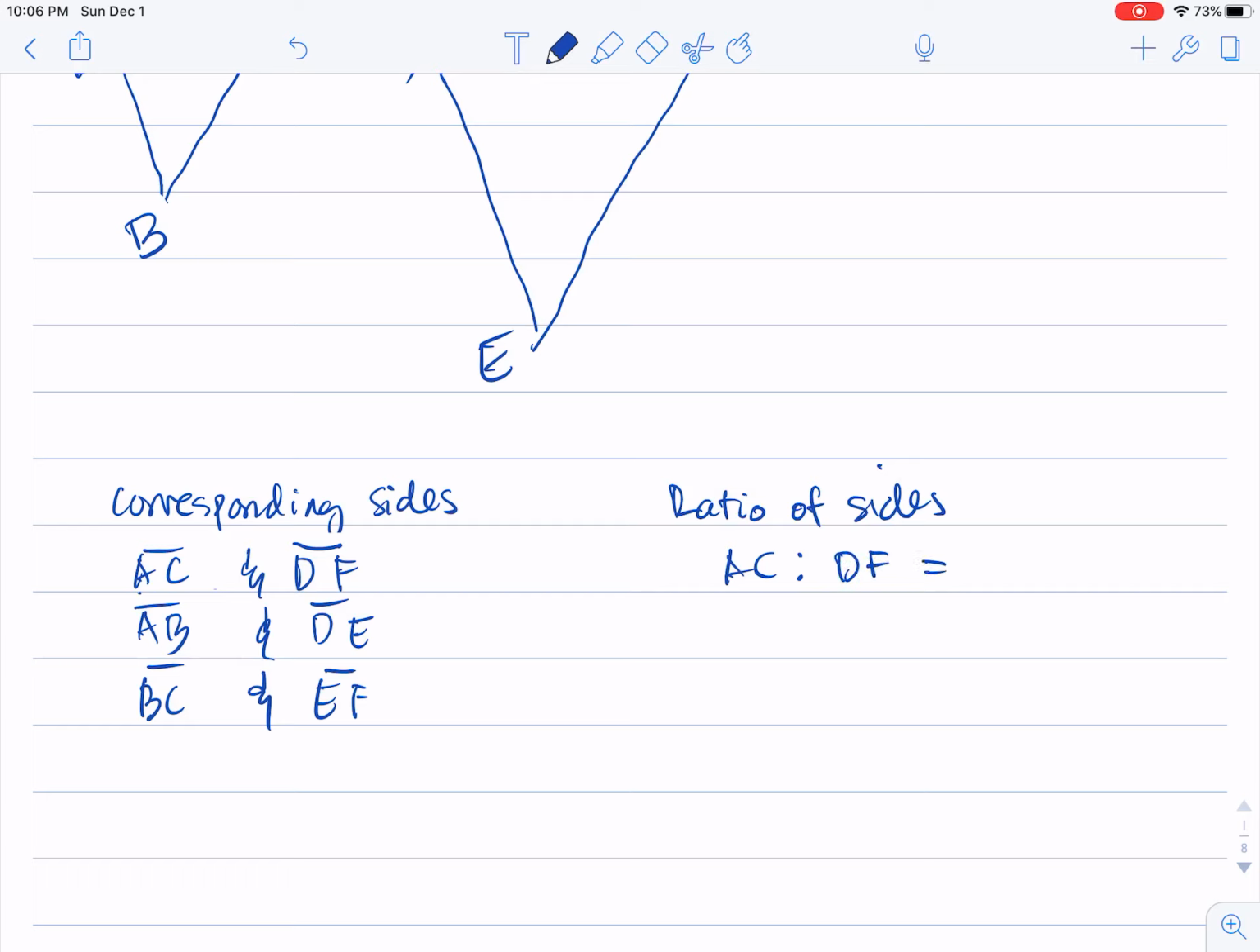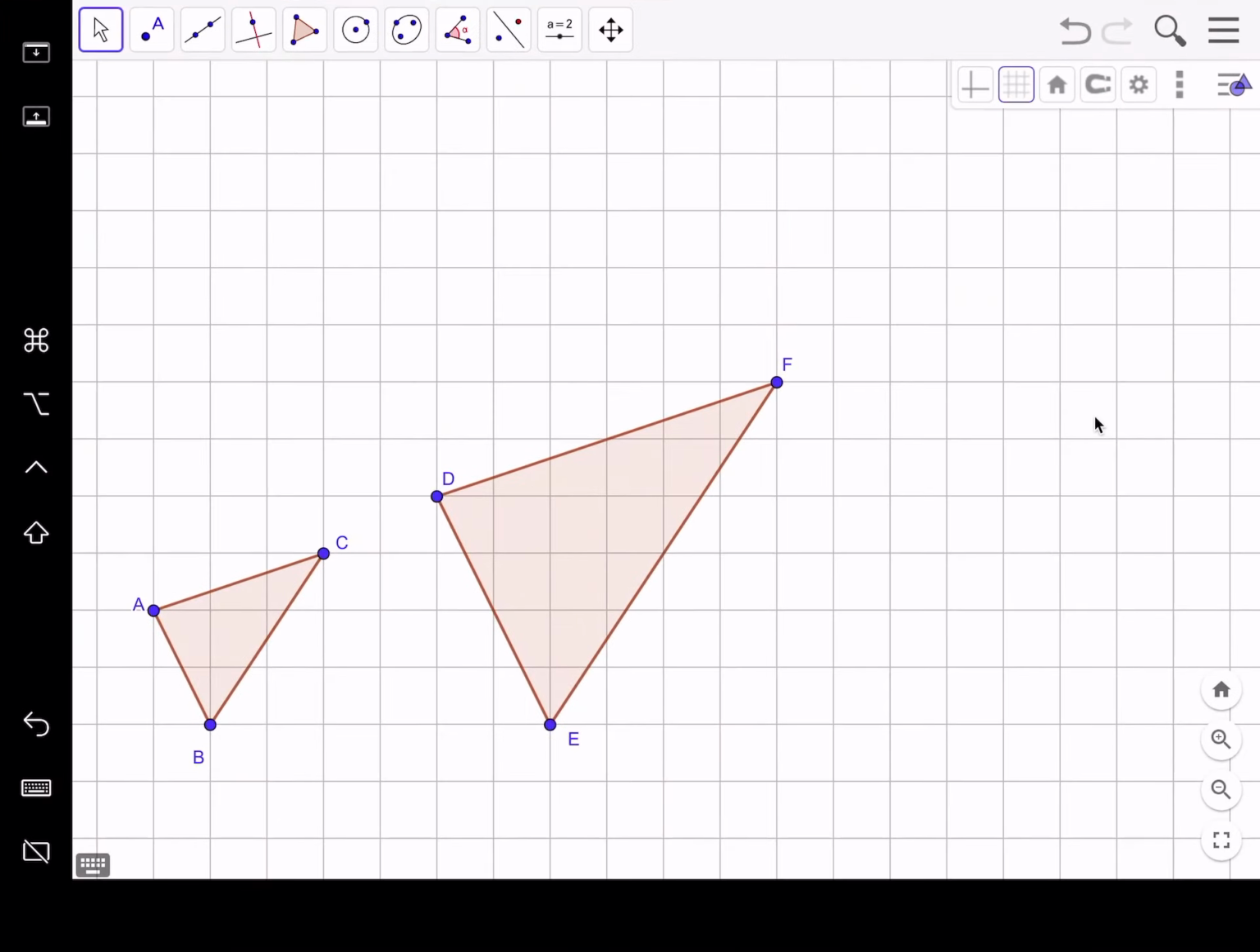DF is equal to 1:2. Diba twice yung kanyang length? Tapos, AB is to DE. Ang ratio is also 1:2. And what else? BC is to EF is also 1:2. So, parang sinasabi natin na yung ratio of sides ng triangle are actually the same, no?